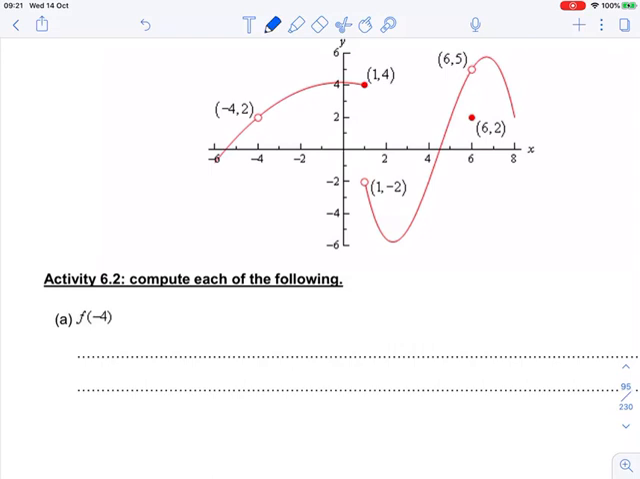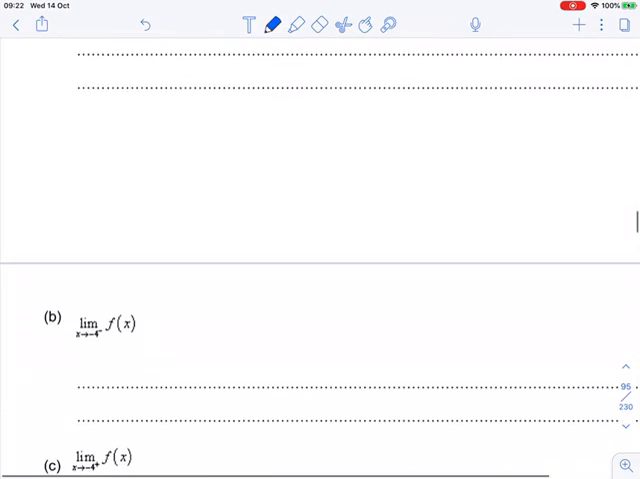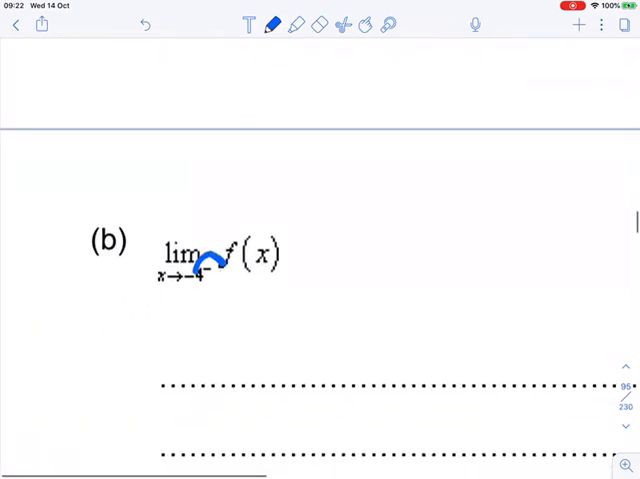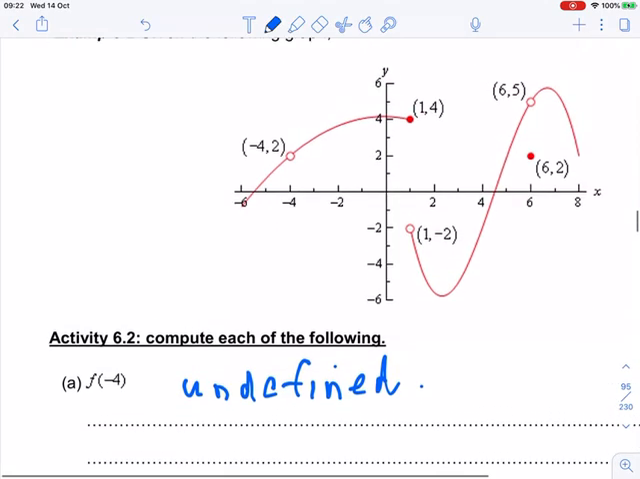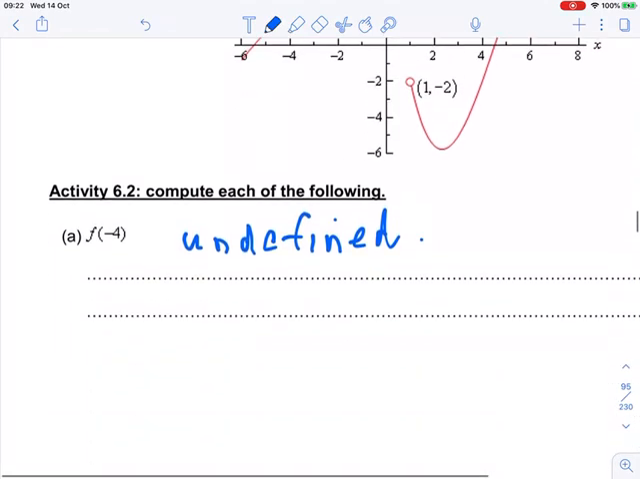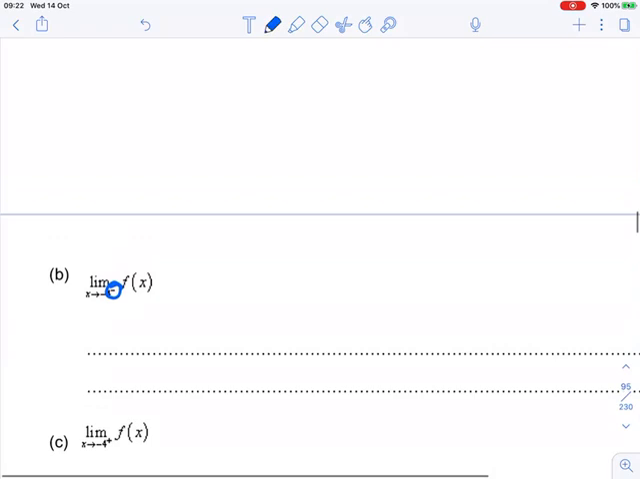So f of negative 4 is then undefined. We don't have any value for f of negative 4, so that will be undefined. Okay. The next question they ask is, what is the left limit? Because there's the little negative. If I approach negative 4, we said that that is going to be 2. Okay, so that's going to be 2.